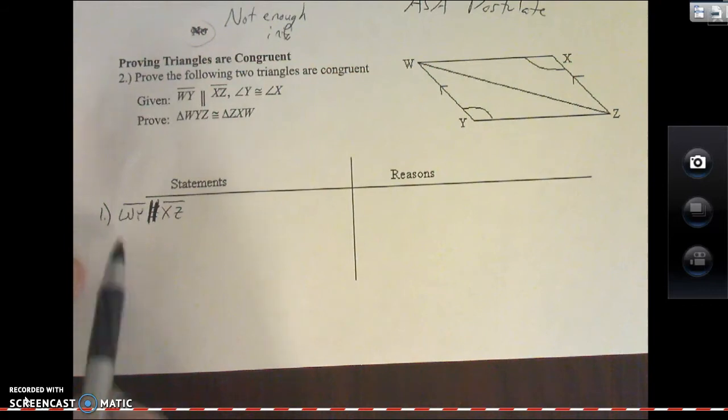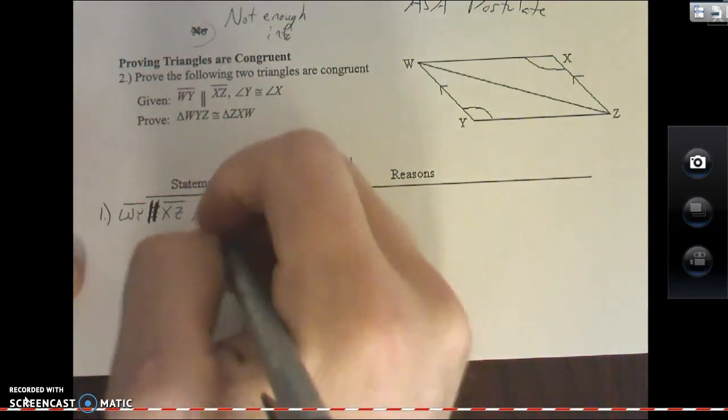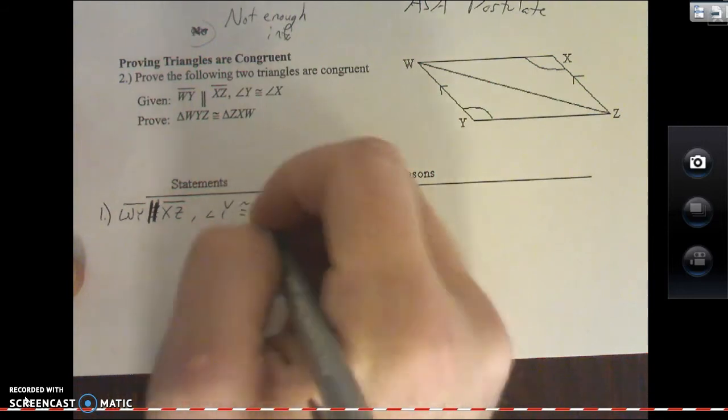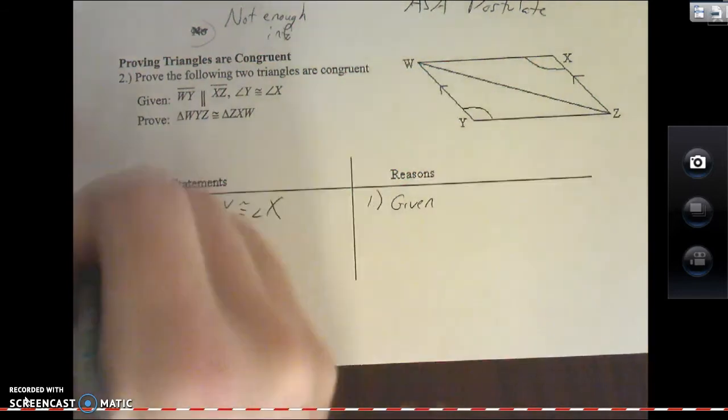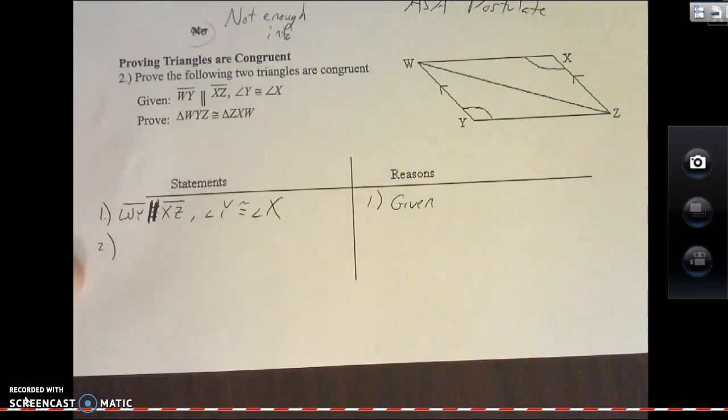I'm off to a good start. WY is parallel to XZ, and also angle Y is congruent to angle X. My reason for that? Given.